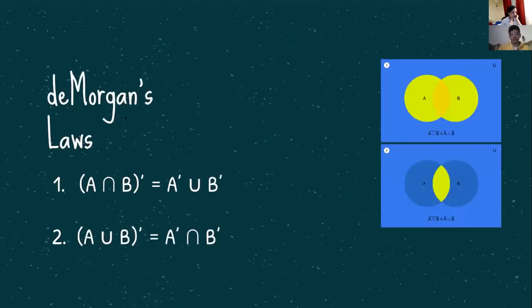Then we have De Morgan's laws. De Morgan's laws say that (A intersection B)' equals A' union B', and that (A union B)' equals A' intersection B'.